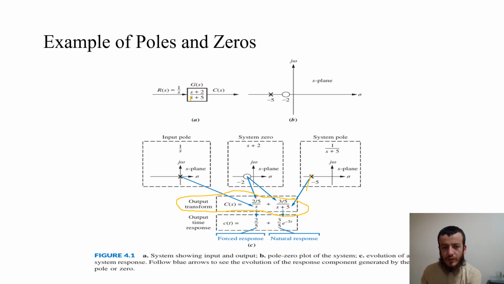Time in terms of the output. We will have output time response. How? Easily. This will become the input step. Input steps are usually shown as the forced response, and this one is the natural response. Hope it is clear. Go to the next one.